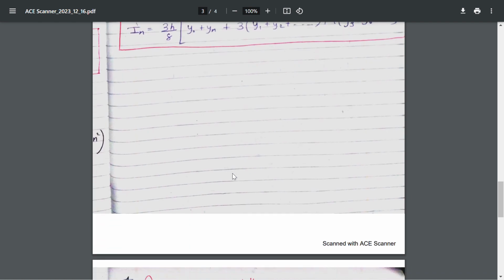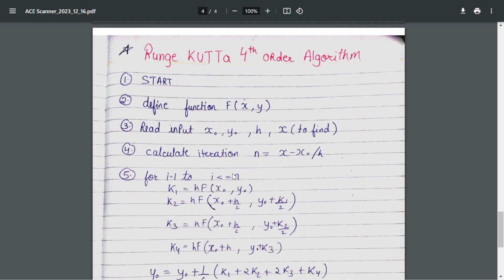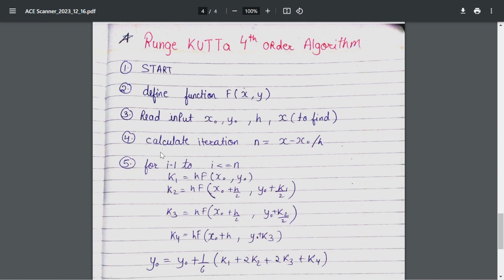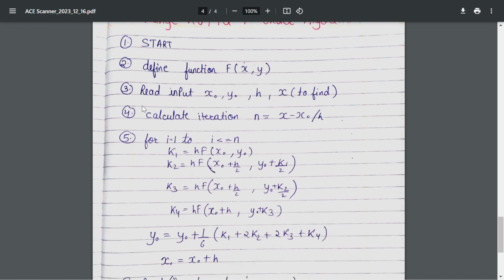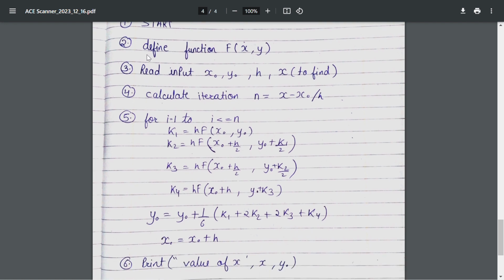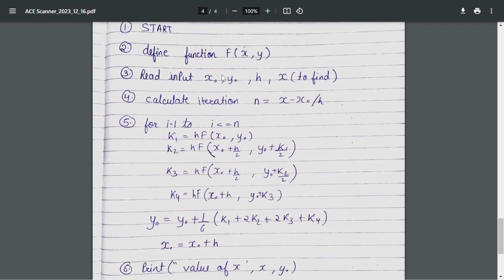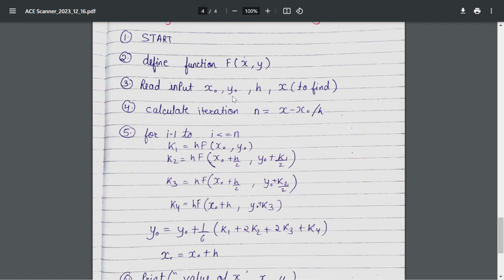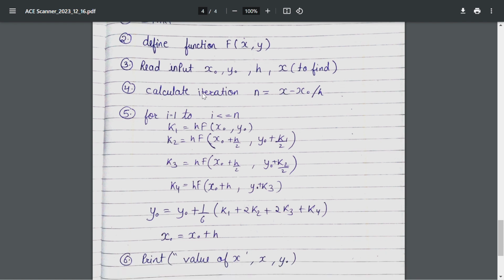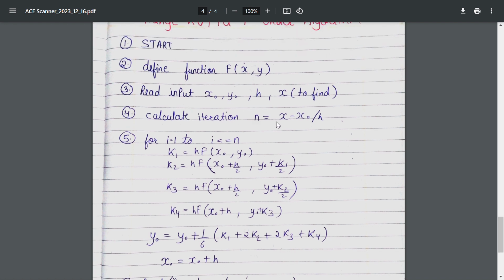Now our next question is: write algorithm for Runge Kutta fourth order method. So Runge Kutta fourth order method will start from the first step, which is start, and second, define the function f of x comma y. Third, read input x0, y0, h, x. Here x0 and y0 are initial values, h is the difference and x is the number which we have to find. Now we will calculate the iteration, that is how many times this will run. So n equals to (x minus x0) upon h.